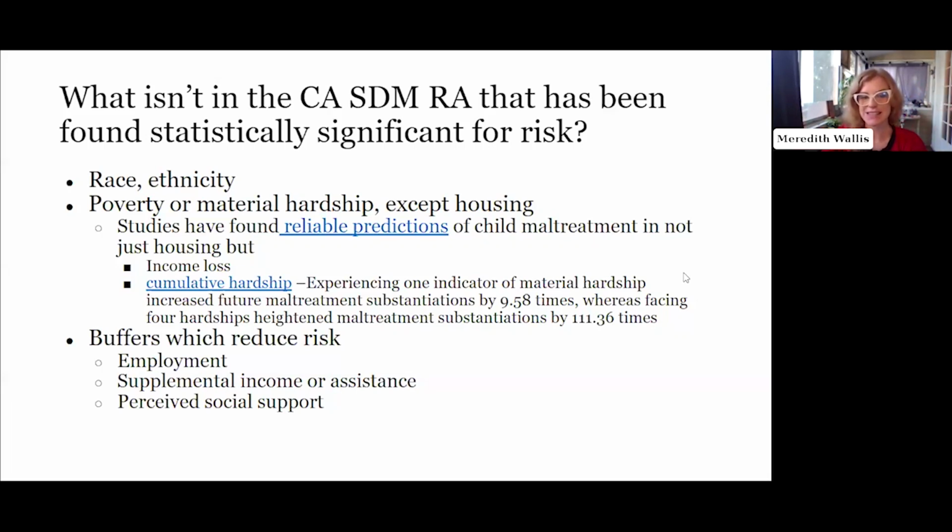So for all of these things listed above, in statistics, it's not just whether it's statistically significant to a particular factor, but if there are other factors linked to it that reduce the risk. So for example, income loss, cumulative hardship, and housing, if the parents are employed, that is a buffer that should reduce their risk score. And you can see that none of the 16 factors include a buffer or some way to change the number based on statistical links between two concepts. Also supplemental income or perceived social support. All of those have been found to be correlated to a reduction in neglect, even if these other categories apply.